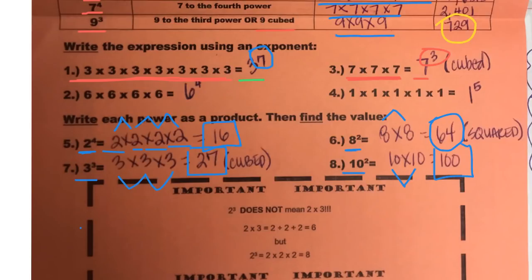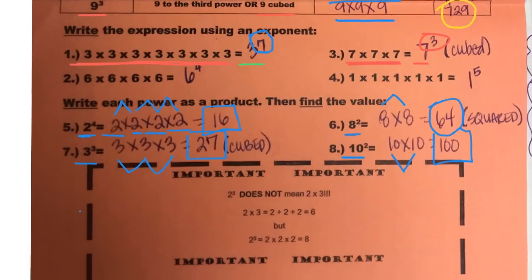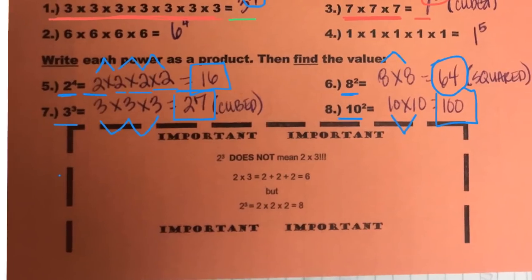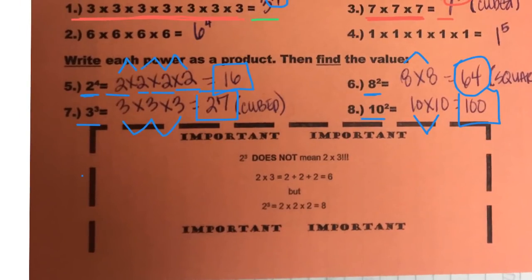And at the bottom, I just wrote one little note. There's nothing for you to fill in, but it says important. 2 to the third power does not mean 2 times 3. That means I have to write it out with 3 2s. 2 times 2 times 2, and my final answer is 8. I am not just doing 2 times 3. Don't do it.